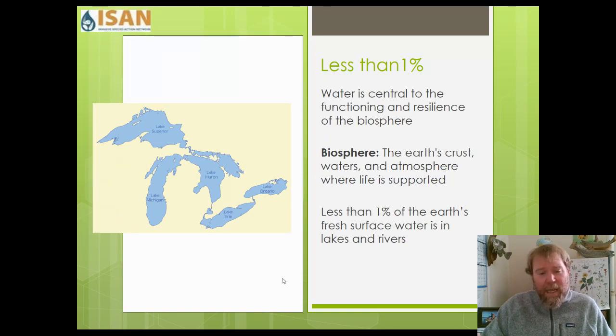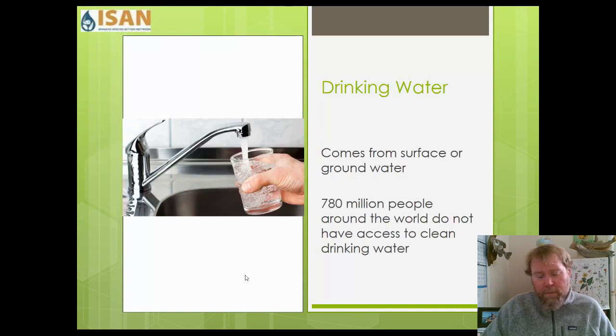This resource has been the same for millions of years. We've had this amount of water on the face of the earth since the days of the dinosaur. But now, with more and more people on the earth's surface, there's more and more need for that 0.5% of water. Drinking water comes from either surface water or groundwater. There's about 150,000 public water systems in the United States. 780 million people, though, around the world do not have access to clean drinking water.